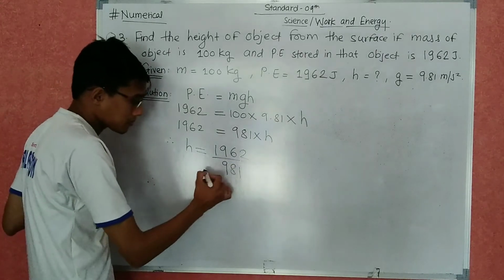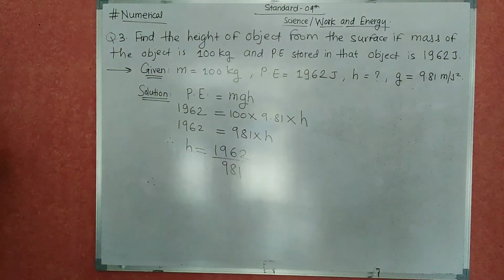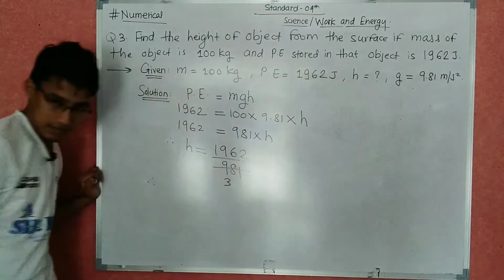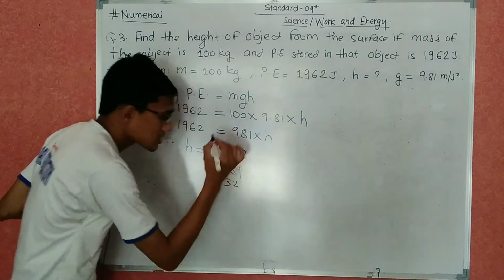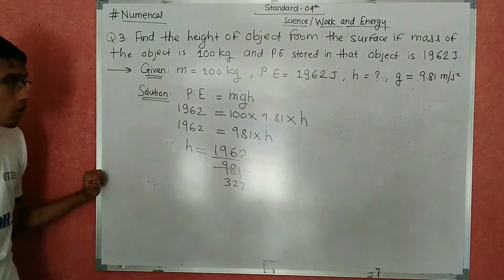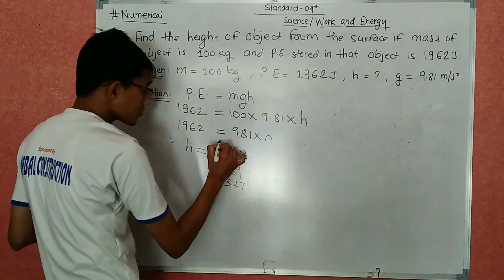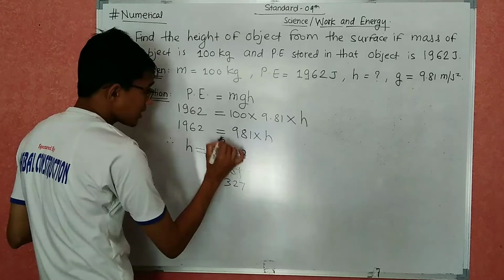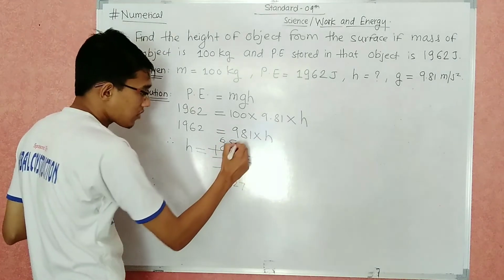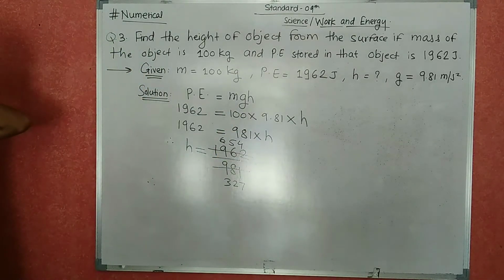Now we will solve this. We have to divide this 1962 by 981. So we will take the table of 3. 3 3s are 9, 3 2s are 6, left 2, 2 1 21, 3 7s are 21. Then 3 6 are 18, 1 6 16, 3 5s are 15, 1 2 12, 3 4s are 12. So we get 654 upon 327.